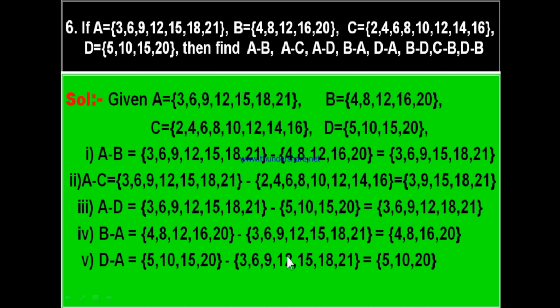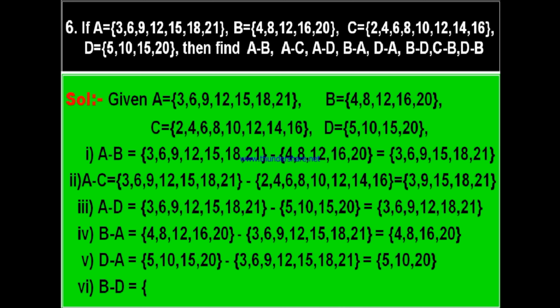In other way, I told you that you may please cancel the common elements from both the sets. You can cancel 15, 15. If you cancel 15 common elements, then what are the elements left in first set? 5, 10 and 20. You write them here so that you can get D minus A very easy.